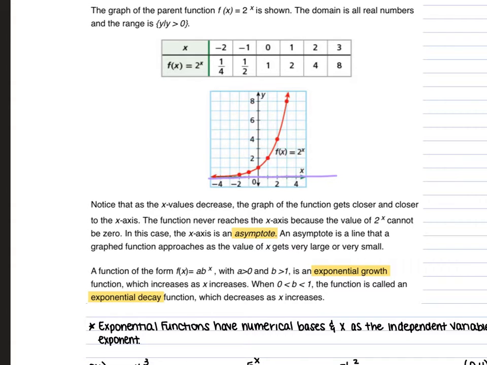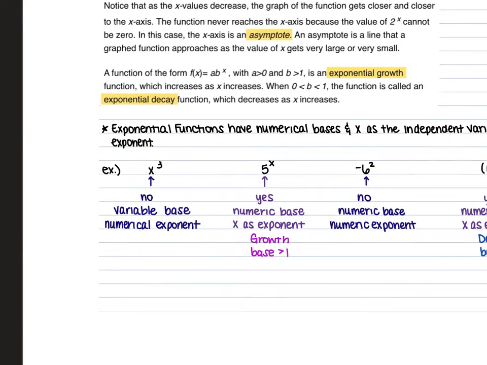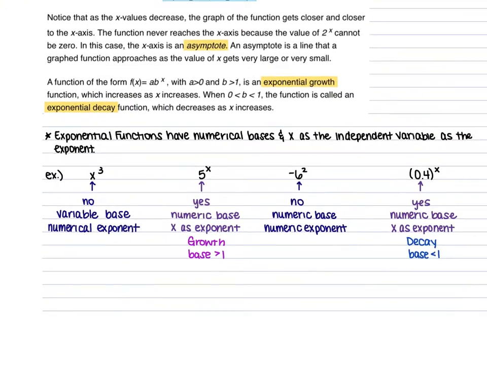Sometimes with these, you have an exponential growth and you have a decay. When you have these functions, they will look like a number to a power. When that power is your variable, that's when you have these functions. So if you look at the first set of examples, we're working with exponential functions that have numerical bases, and x is the independent variable as the exponent.